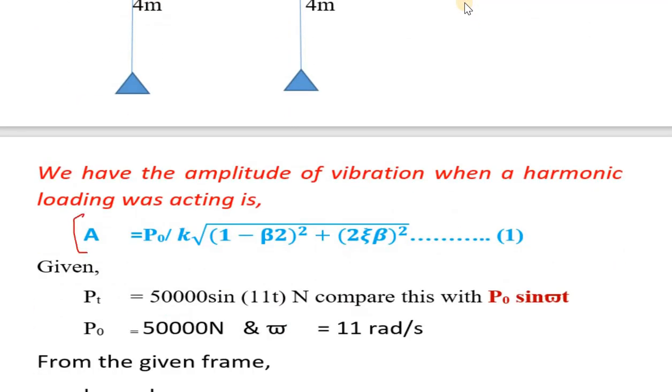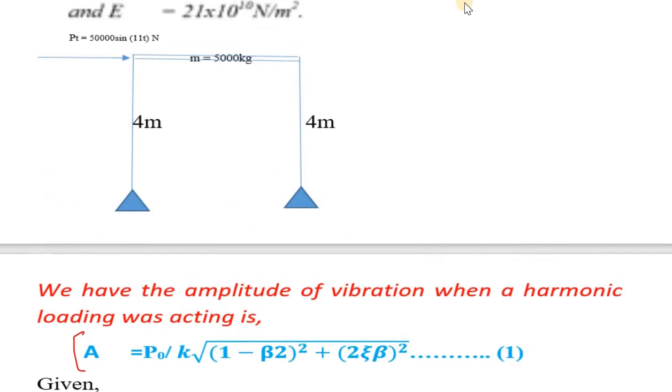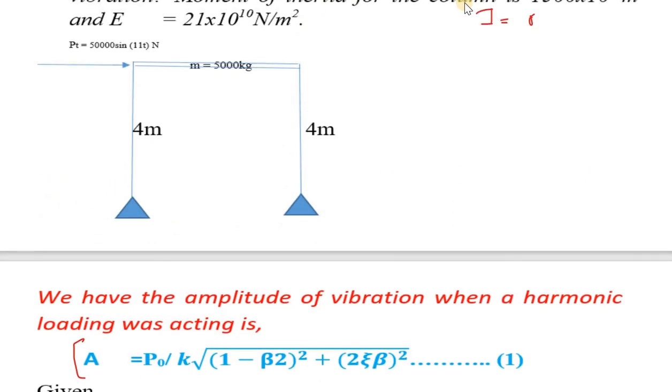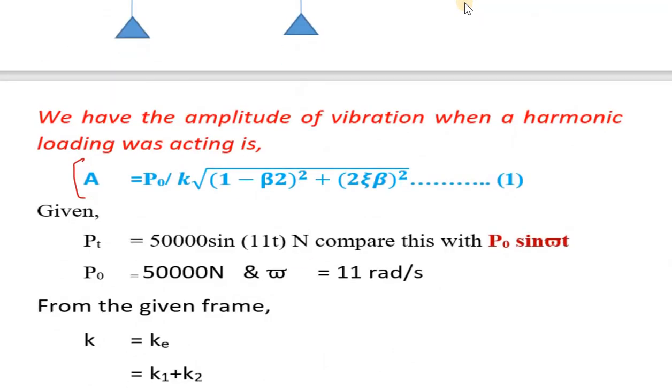Now you can see the equation, which you need to study. The amplitude we studied, you need to know only this equation: A is equal to P0 by K, times the root of this whole denominator term. Now, what is P0? P of t is given as 50,000 sine. So P0 is 50,000, and omega dash is 11 radians per second.